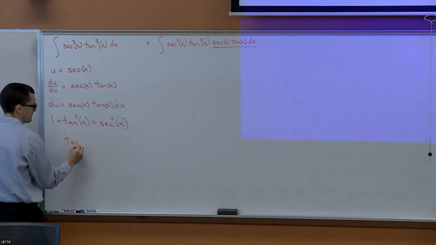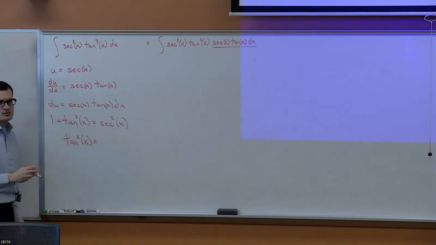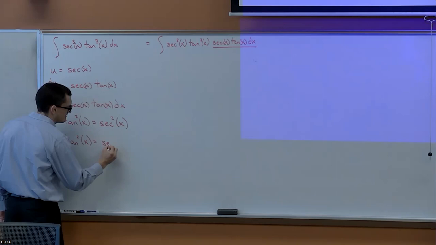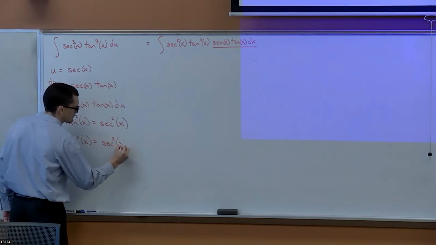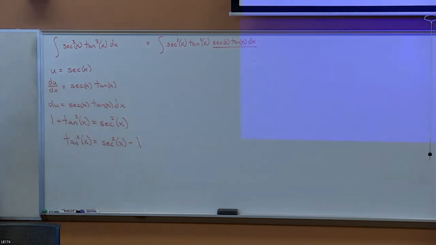Be careful about this, because this is a slightly different identity. A lot of people will do 1 minus u squared because they're so used to sines and cosines. That's not the case with tangent and secant. With tangent and secant, tangent squared is equal to secant squared minus 1. Be careful about that. We're used to doing 1 minus sine squared, it's cosine squared, or vice versa. But with secants and tangents, order matters.